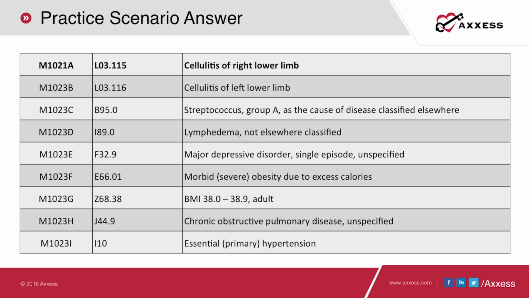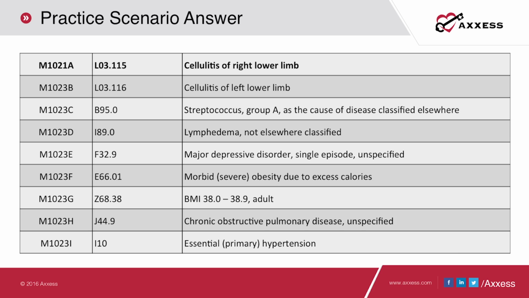And we have guidance that tells us to use additional code to identify the organism if known. In this case, we did know, so B95.0 is Streptococcus group A as the cause of disease classified elsewhere. We have I89.0, lymphedema, not elsewhere classified.